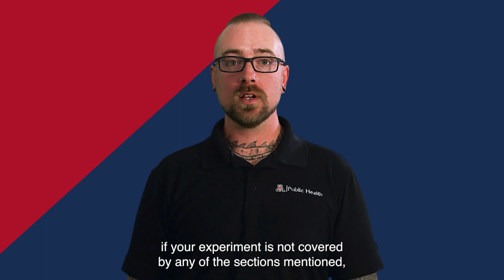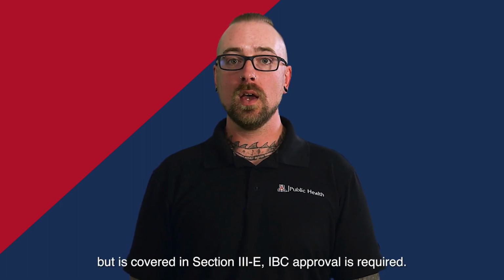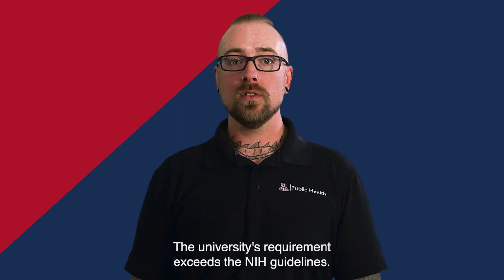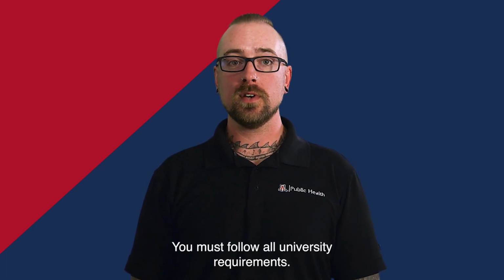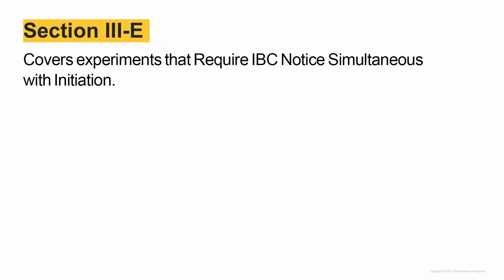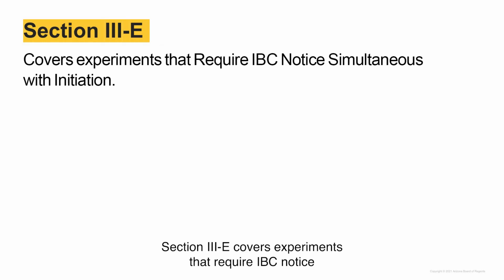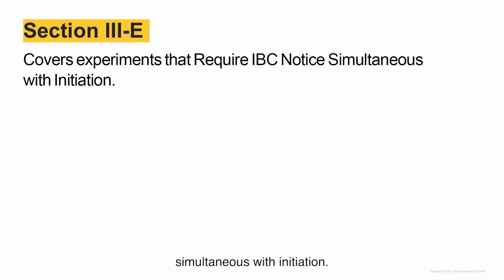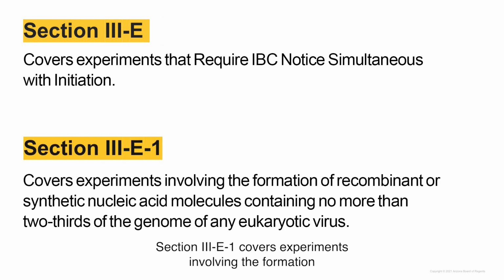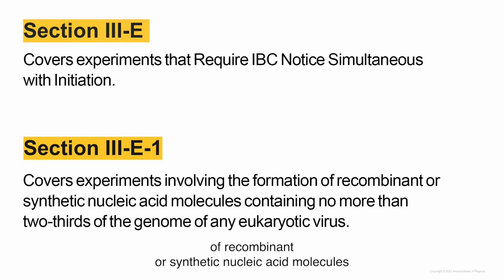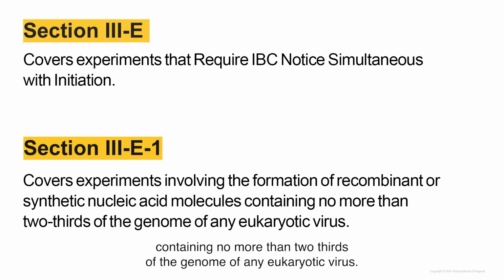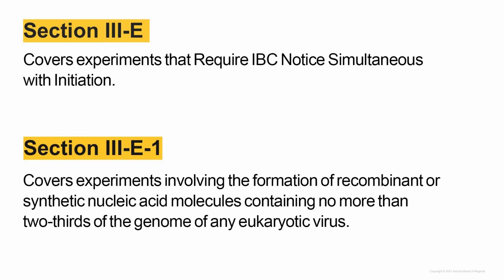If your experiment is not covered by any of the sections mentioned but is covered in Section 3E, IBC approval is required. The university's requirement exceeds the NIH guidelines. You must follow all university requirements. Section 3E covers experiments that require IBC notice simultaneous with initiation. Section 3E1 covers experiments involving the formation of recombinant or synthetic nucleic acid molecules containing no more than 2/3 of the genome of any eukaryotic virus.